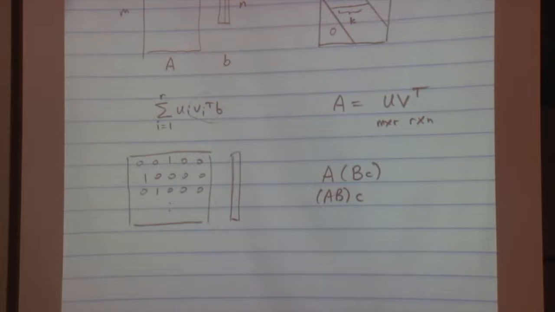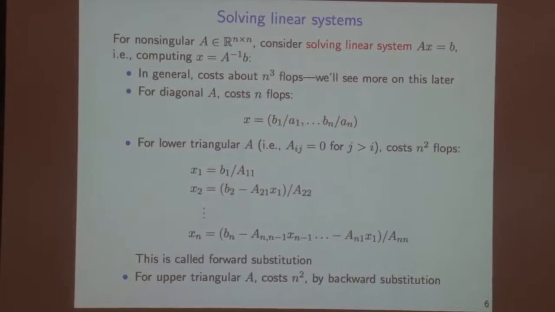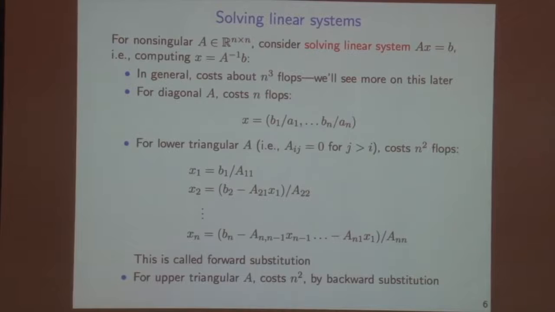Here's the meat of what we're going to study, solving linear systems. So how expensive is it to solve a given linear system, say Ax equals b, where at this point A is square and invertible, it has an inverse? So how expensive is it to compute x equals A inverse times b? In general, what you should remember is that it costs on the order of n cubed flops. So if A is n by n and it's dense, solving a linear system is n cubed flops.